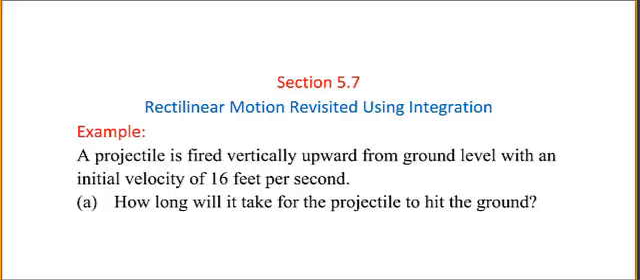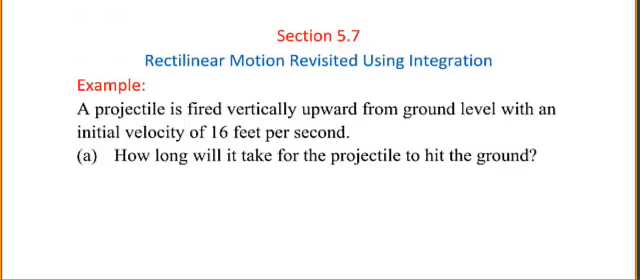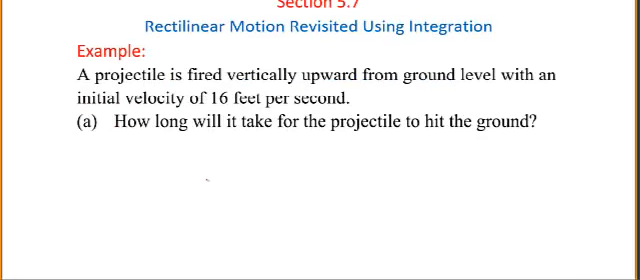In this video, we'll look at an example of an object that is in rectilinear motion under the influence of the Earth's gravity. And here's the situation. A projectile is fired up from ground level with an initial velocity of 16 feet per second. How long will it take for the projectile to hit the ground? It's the first question. Well, now let's think, what does that mean?